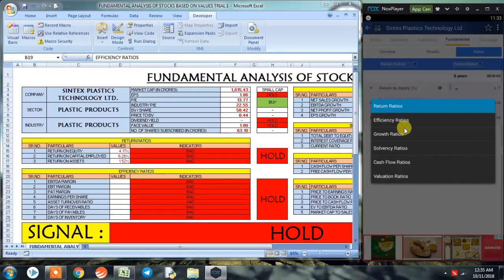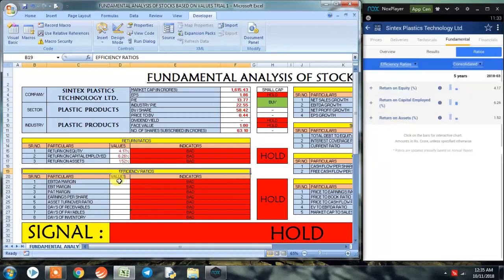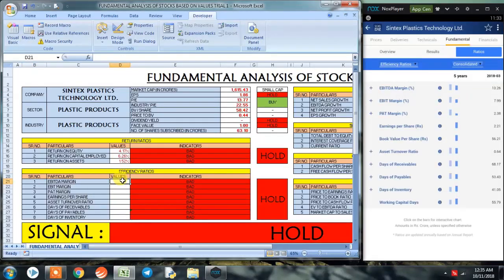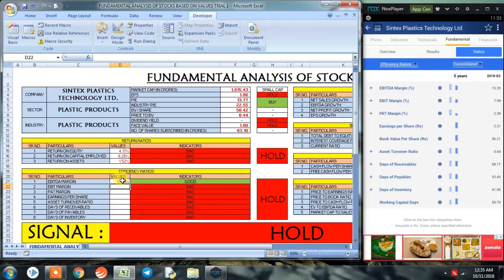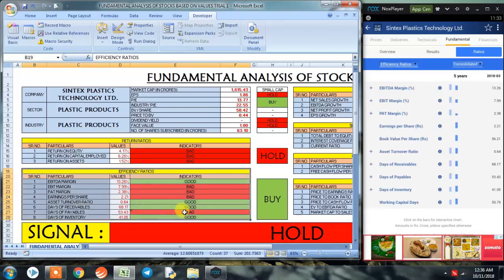Now coming on to efficiency ratio, the first is EBITDA margin, which is 13.26, EBIT margin is 7.99, PAT margin is 2.38, earning per share is 2.21, this is the trailing EPS, asset turnover ratio is 0.64, days of receivables is 68.17, days of payables is 53.43, days of inventory is 41.05. So overall the efficiency ratio has given us a signal to buy this stock at this point of time.